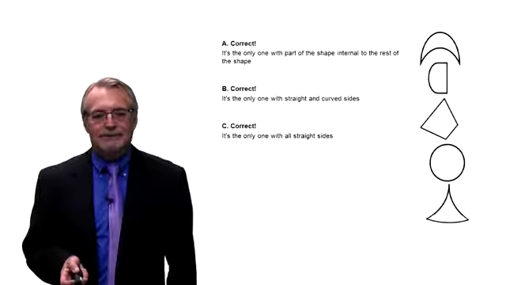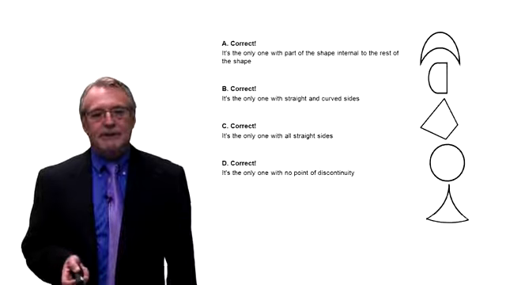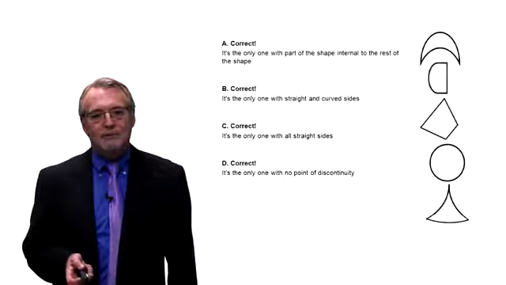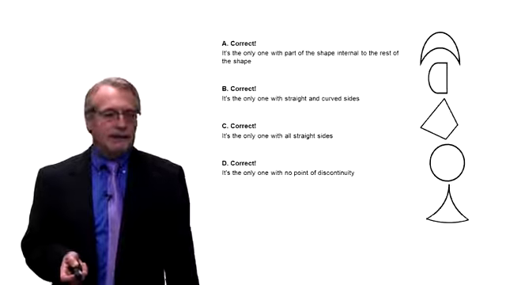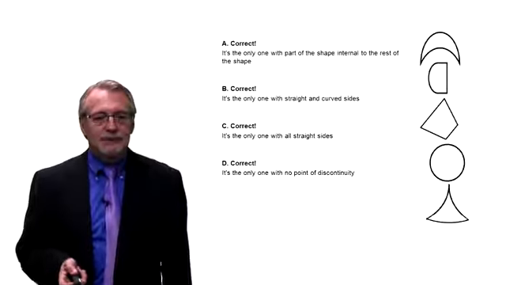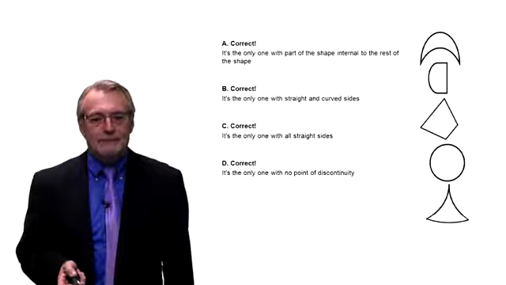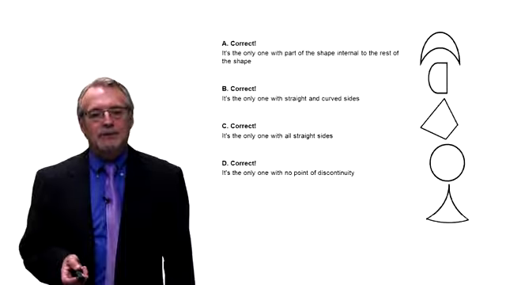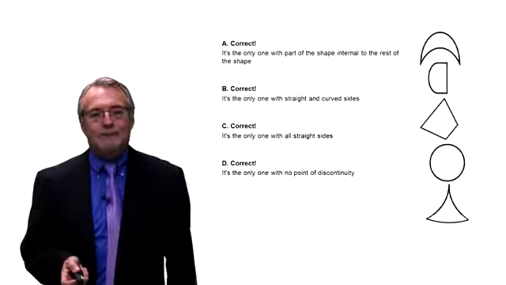C, correct. It's the only one that has all straight sides. D, hey, correct. It's the only one with no point of discontinuity. It's a perfect circle. E, I really like this one a lot. Maybe somebody picked this one. If you did, good job. It's the only one that depicts a non-Euclidean triangle in Euclidean space. So good job on that one.